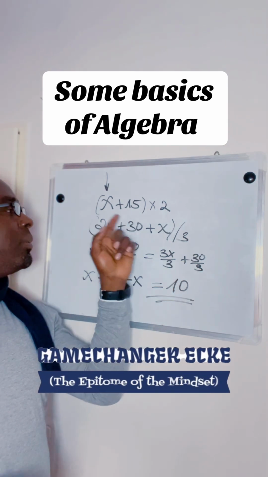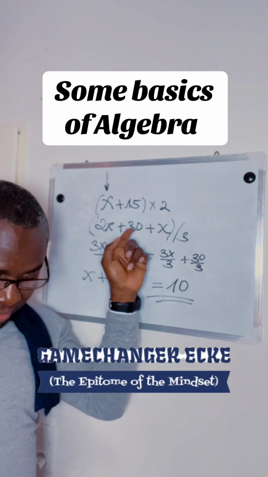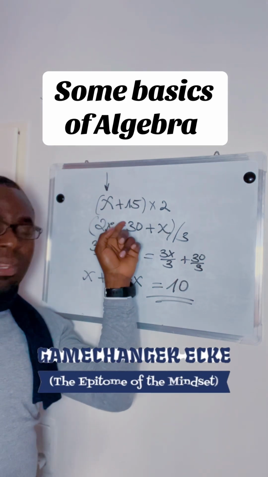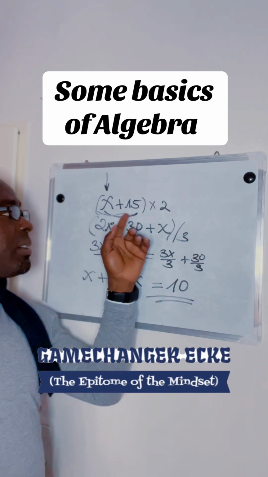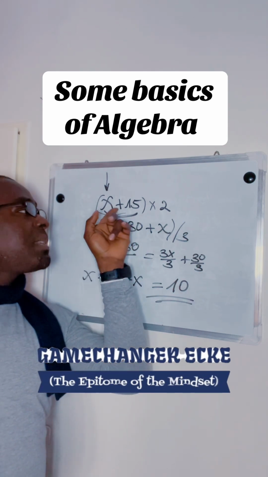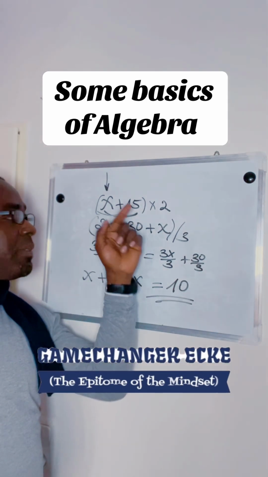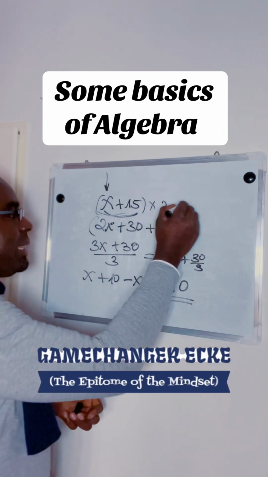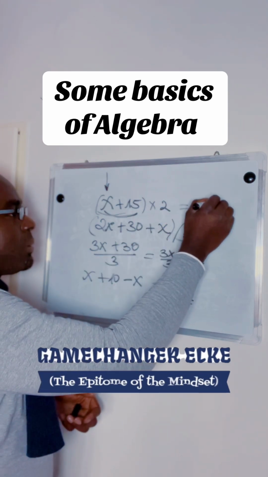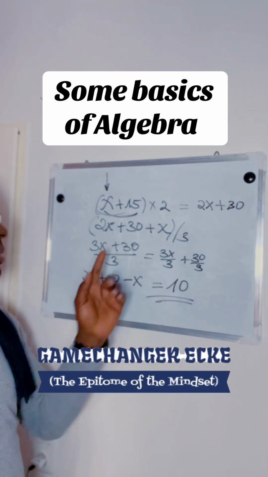And then they say double the result. This is the result that we have. So double the result means x plus 15 plus x plus 15, or we just say x plus 15, in brackets, times 2. And this gives us 2x plus 30.